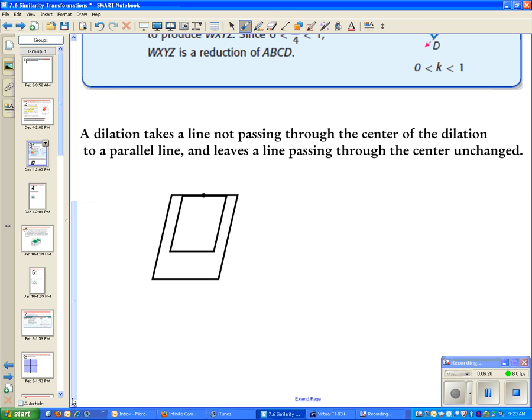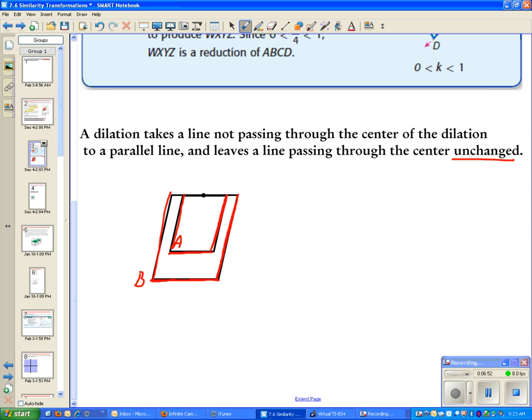If I call the small one figure A, the big one figure B, let's say A is our original one. So this line of figure A does not pass through the center of dilation. Its corresponding side for figure B is parallel to it. This side here, not through the center of dilation, the side that corresponds to it is parallel to it. Same thing happens there and there.